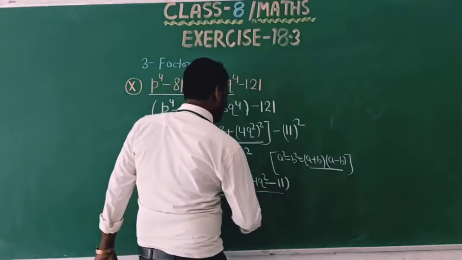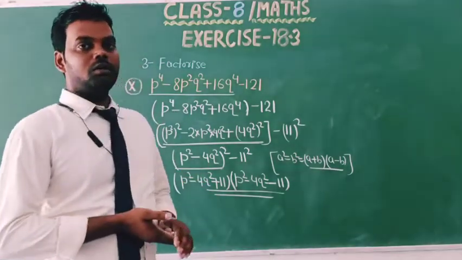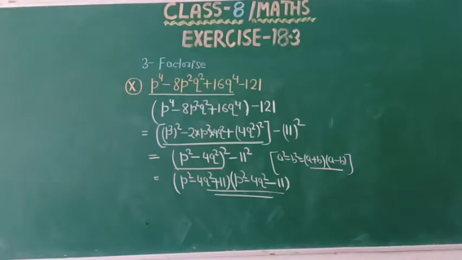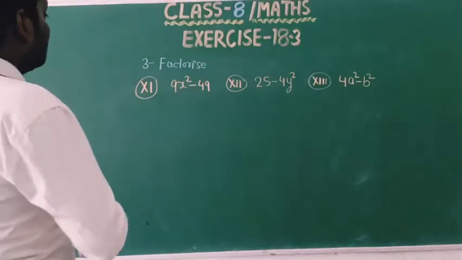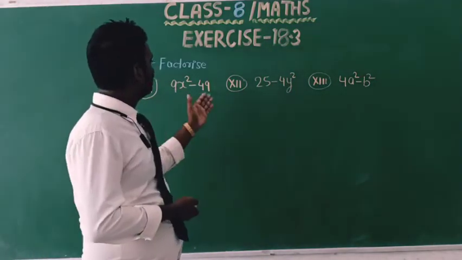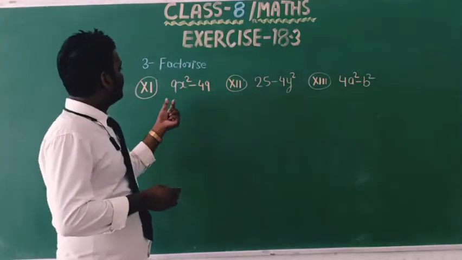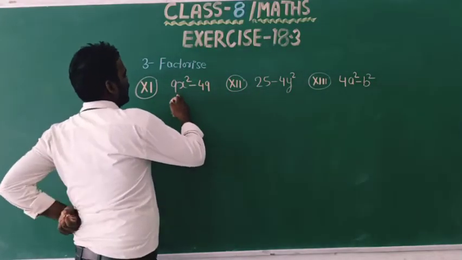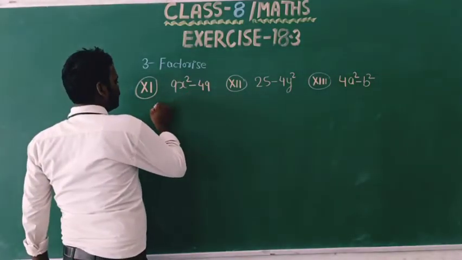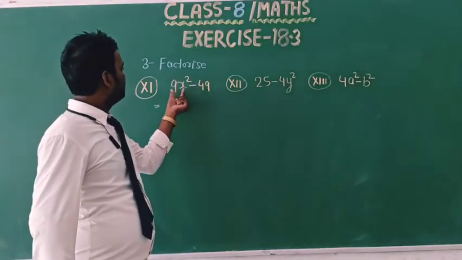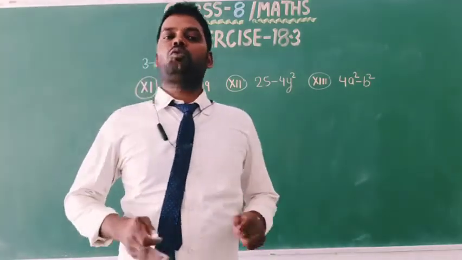So this is the required answer of part 10. Okay dear children, now these are the 11, 12 and 13 parts of question number 3. The 11th part is 9x square minus 49. Here the first and second terms are perfect squares.